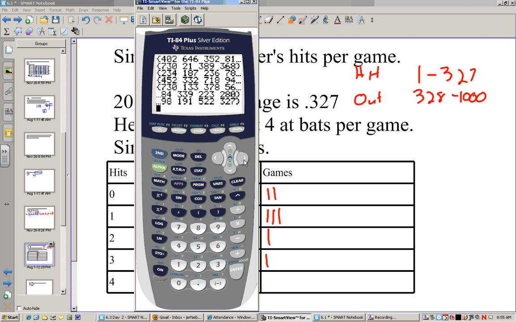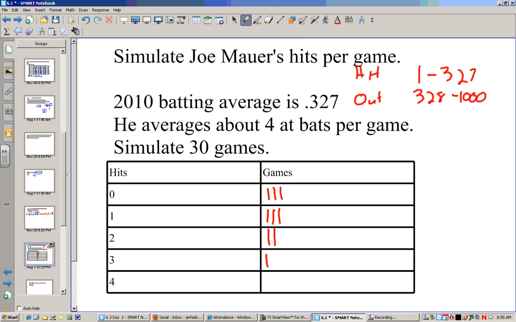1, 327. So that's a 2-hit day. Just barely got in that second hit. Here it would be no hits. And a no hit and a 2 hit. So here I have 10.